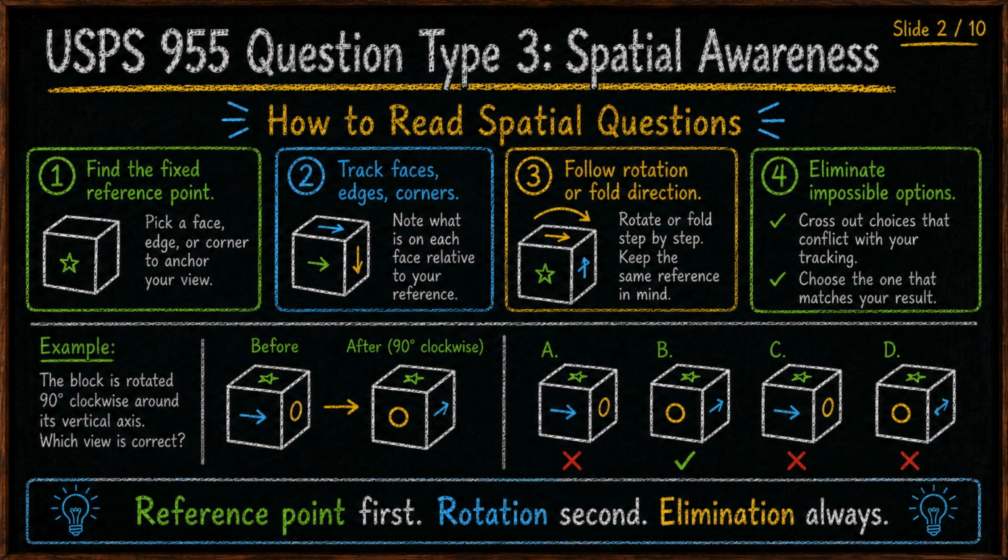The slide example shows a cube being rotated. The correct answer is the one that keeps the reference point and face relationships consistent. That is the whole idea. Reference point first, rotation second, elimination always. That process is stronger than guessing.